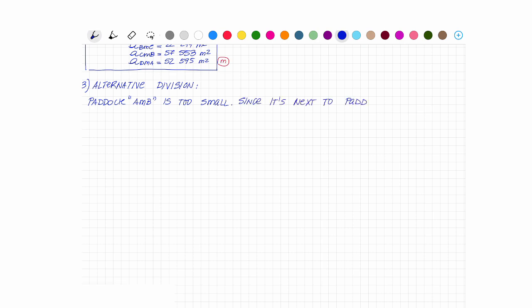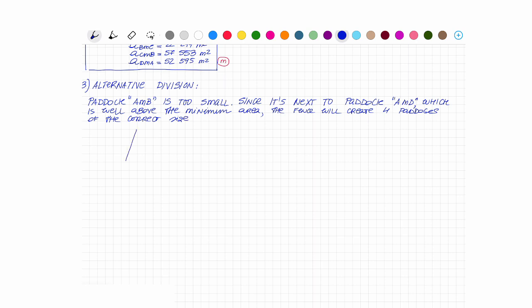So I start explaining that paddock A and B is too small, and because it's next to A and D, which is plenty big, I'm going to move the fence. I'm drawing a quick sketch so the reader knows what I mean. And now I could eyeball it and see what happens if I move by a certain amount. Give the numbers, go for it. Instead, I'm finding the minimum it needs to be moved. And this is an overkill, by the way, okay? Eyeballing it and finding a solution would be perfectly fine.